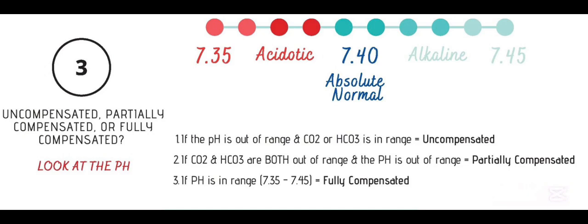Now finally, fully compensated. In this case, even though CO2 and bicarbonate may be out of the normal range, the pH has been brought back into the normal range, that is between 7.35 and 7.45. This means the body has fully corrected the pH using the compensatory mechanism. So a normal pH with abnormal CO2 and bicarbonate equals fully compensated.